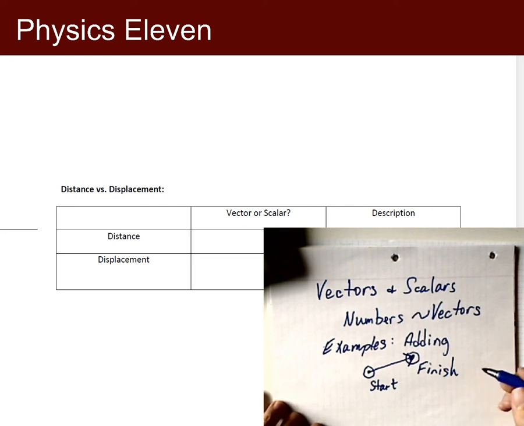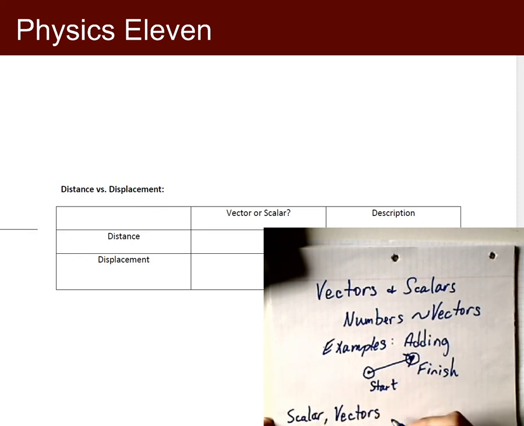And then lastly, started giving some connection with some terms that are going to come up in physics, namely distance and displacement. We'll say scalar, vector. Distance, that's the scalar, so it comes first. And then displacement, that comes second.